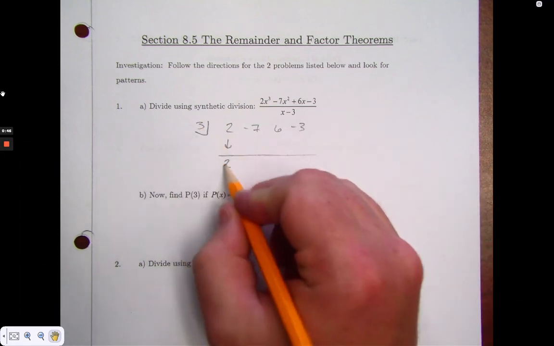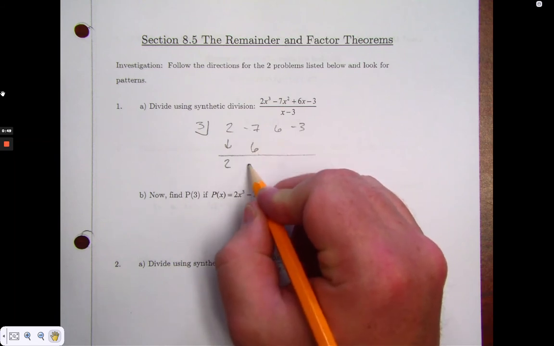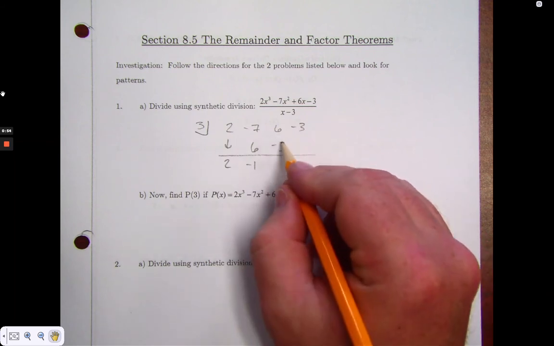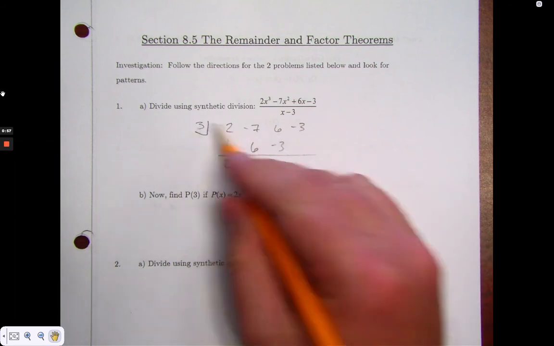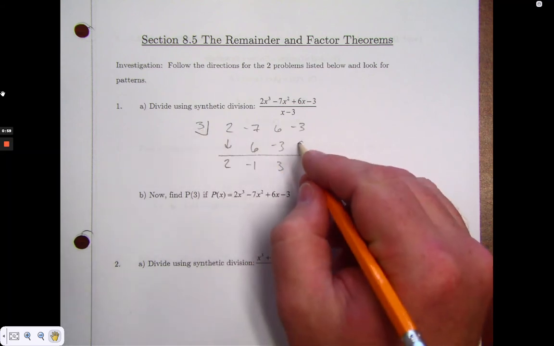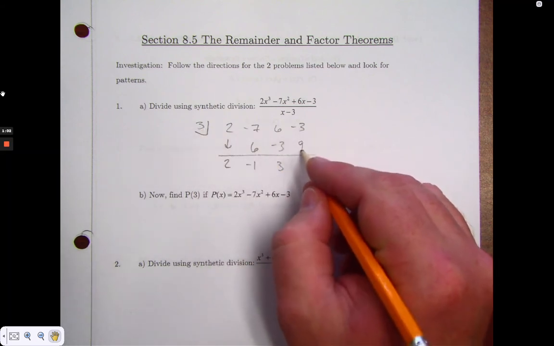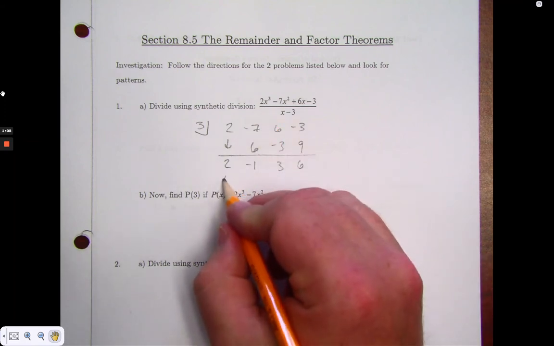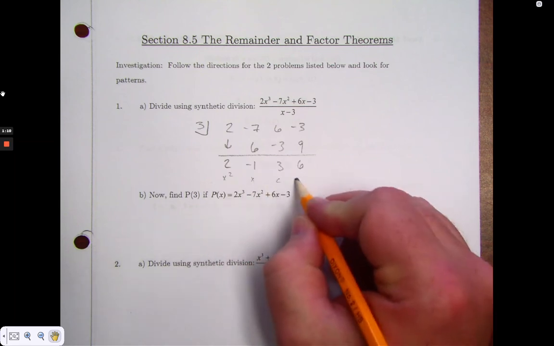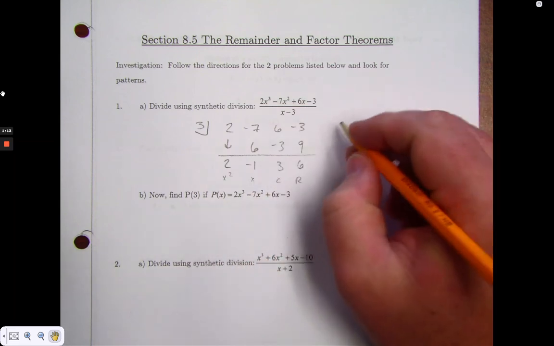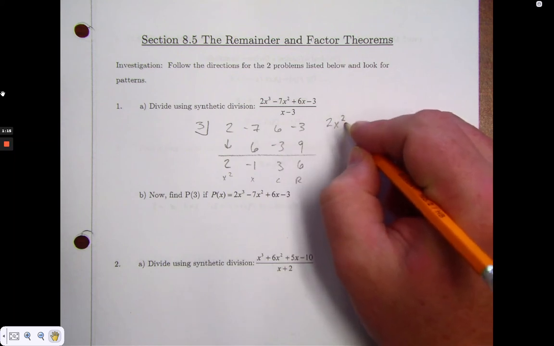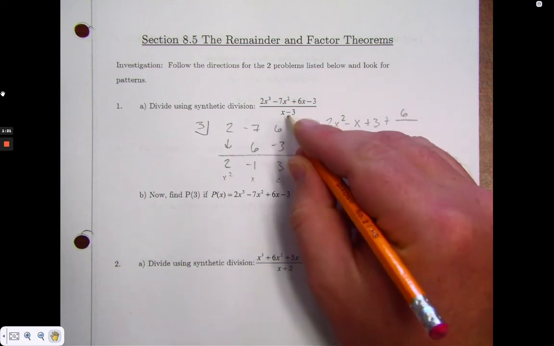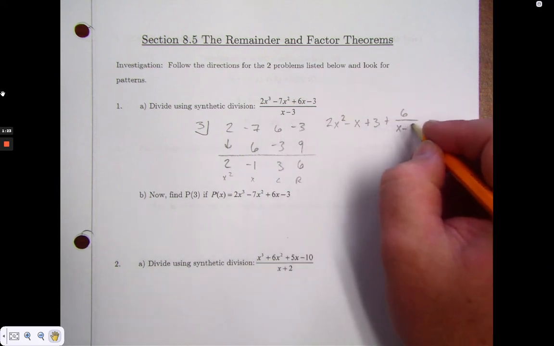So 2, 3 times 2 is 6. -7 and 6 is -1. -1 times 3 is -3. 6 and -3 is 3. 3 times 3 gives me 9, and -3 and 9 gives me a positive 6. Remember, we start off with x cubed, so this is our x squared term, our x term, our constant, and our remainder. When we write that out, that's 2x squared minus x plus 3, plus 6 over our original divisor, which was x minus 3.